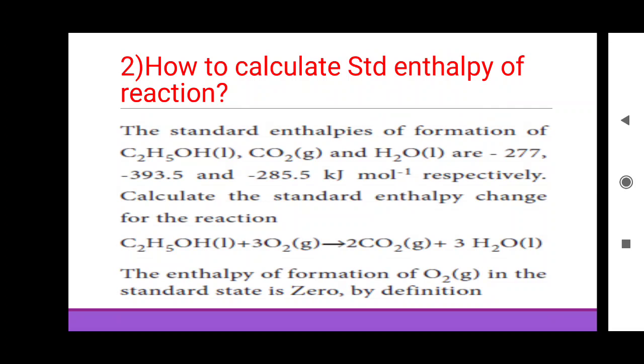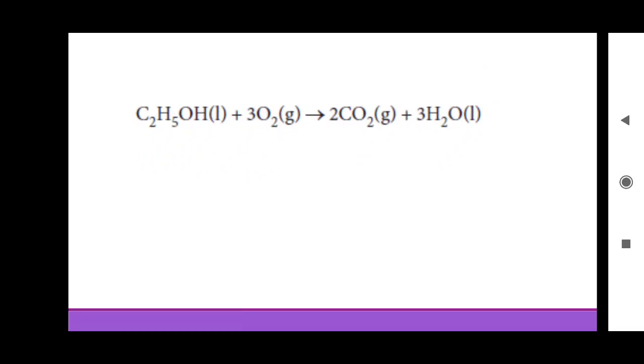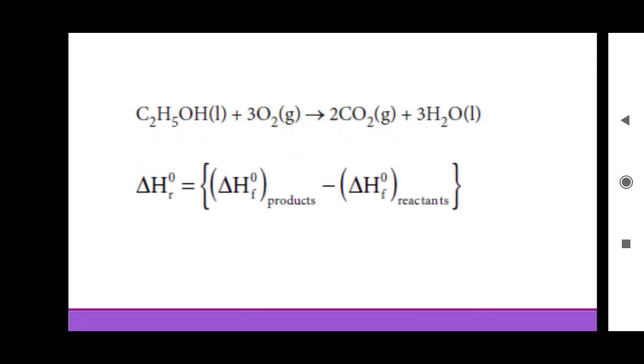Now look at the formula for the equation. So this is the formula. The standard enthalpy of reaction equals the standard enthalpy of formation of products minus the standard enthalpy of formation of reactants. Regarding the formula, we have to substitute the values.